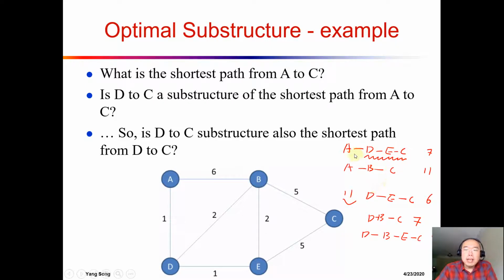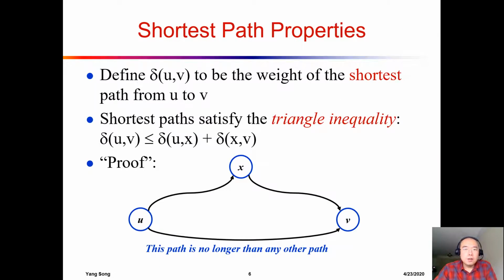From A to C, we have already got the shortest path. And then based on the optimal substructure rule, if you pick a subpath D to C, then D-E-C is also the shortest path from D to C. Okay, and for the shortest path, we have another property, that is the triangle inequality.